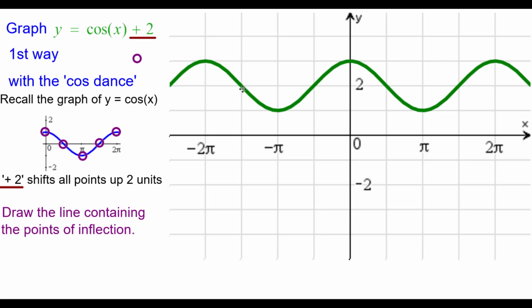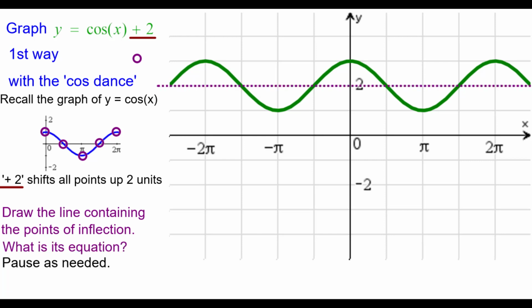So here's our nice, beautiful looking cosine wave here. And let's draw the line containing the points of inflection. So let's go ahead and do that. What is its equation? Pause as needed to answer that. And the equation is y equals 2. And where does that 2 come from? How about there?